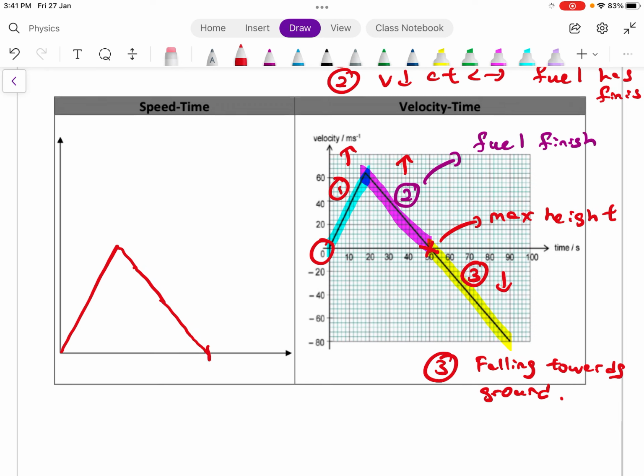Next part, maybe I just label a bit, 50 seconds. So next part, you will actually drop. So you drop, right? So your speed will slowly increase. Right, so that is how you sketch your speed time graph.